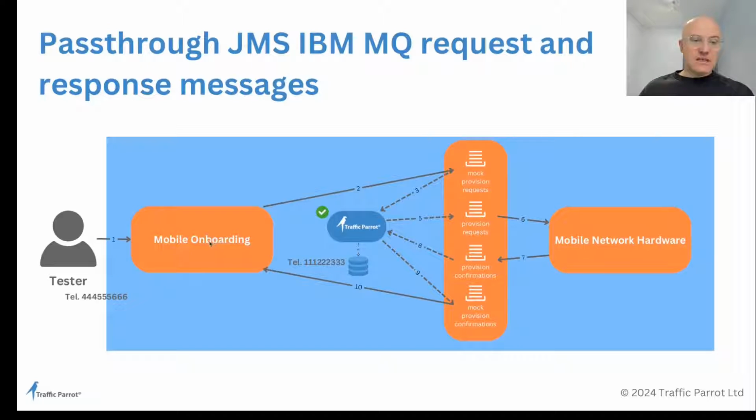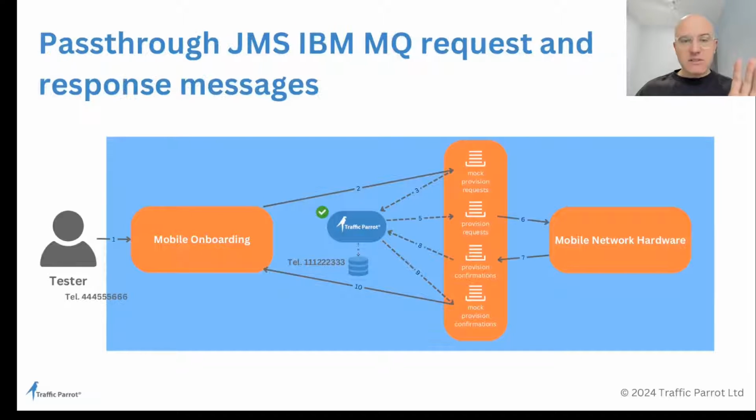So what happens is the mobile onboarding application sends a request to the mock provision request queue. It gets consumed by Traffic Parrot, and then Traffic Parrot looks at its mocked data and realizes, hey, I don't have a mock for this phone number 444-555-666. I've only got a mock for 111-222-333. So I'll just forward, or pass through, this request to the real provision request queue. That gets consumed by the real backend, processed and sent back to the provision confirmations queue, and then forwarded by Traffic Parrot to the mock provision confirmations queue and consumed by the mobile onboarding application.